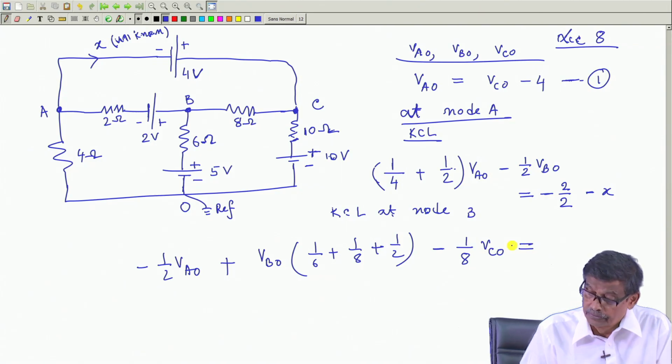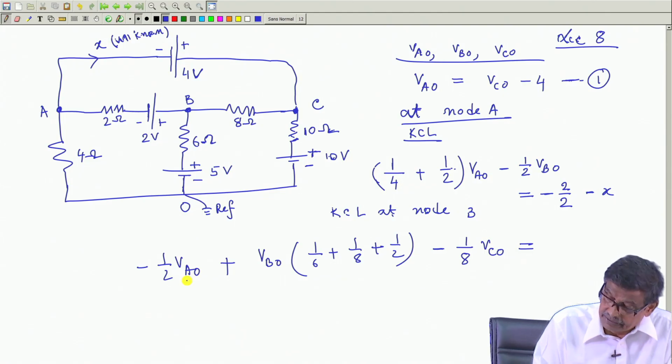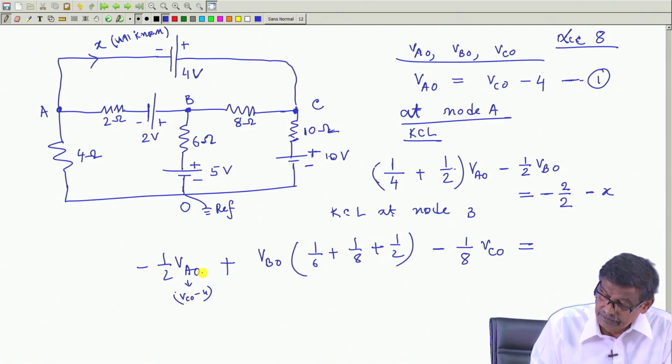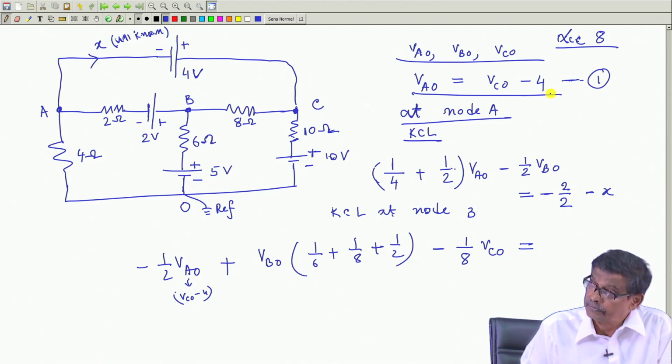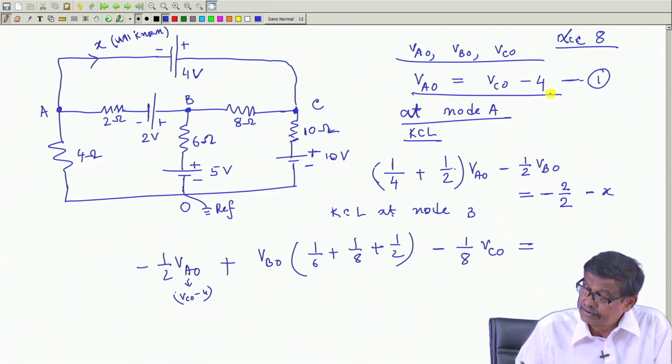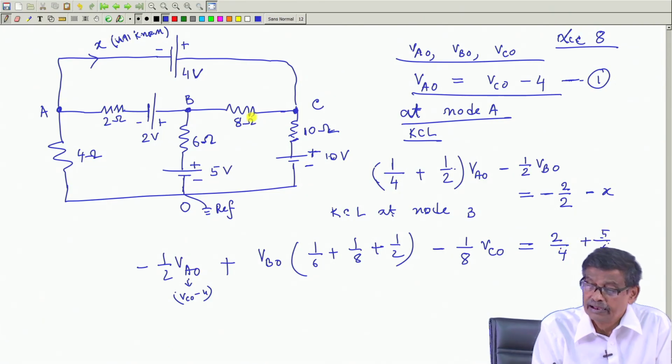and this will be equal to the sources, of which VA0 is nothing but VC0 minus 4, is not? VA0 is nothing but VC0 minus 4. I can, so another minus VC0 by 8, and this will be equal to sources connected at node B. So, that is 2 volt is connected, 2 by 2, and 5 volt is connected plus 5 by 6, and there is no source here.